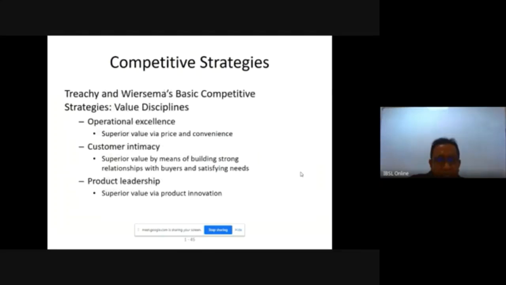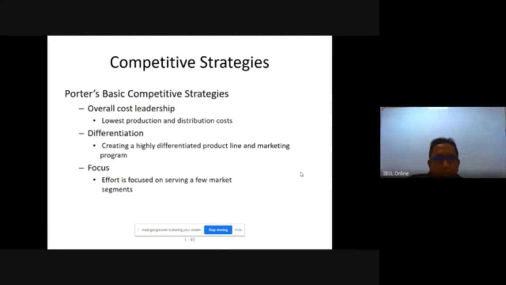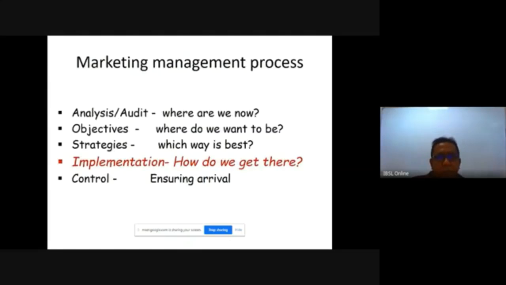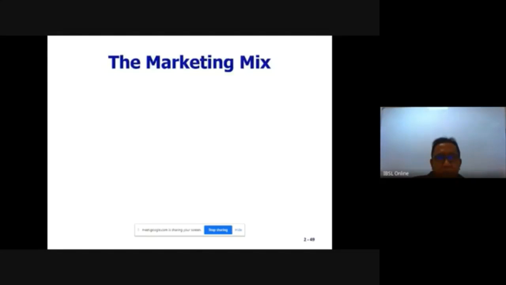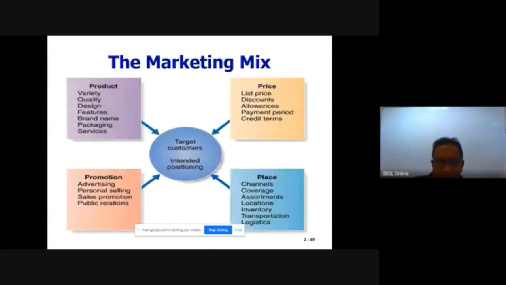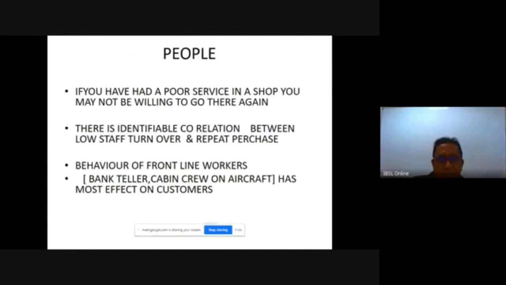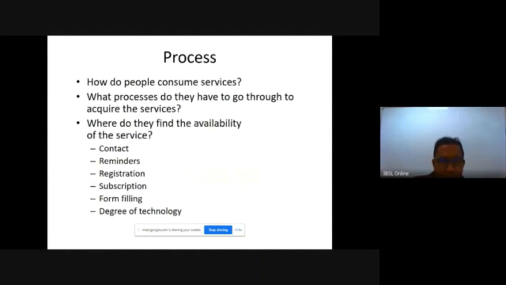And also we discussed these generic theories of competitive strategy, or basic competitive strategies of Michael Porter: cost leadership, differentiation, and focus. And then we went into the marketing mix, and under that we started the product.